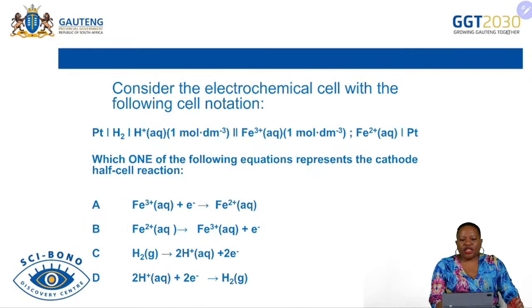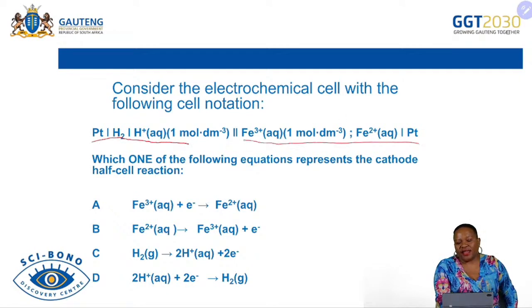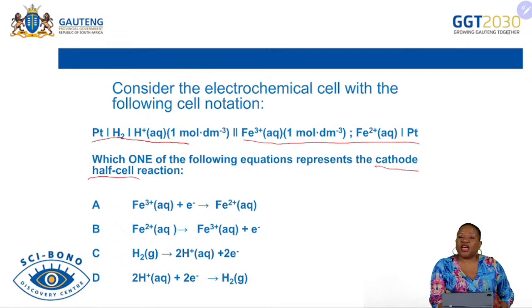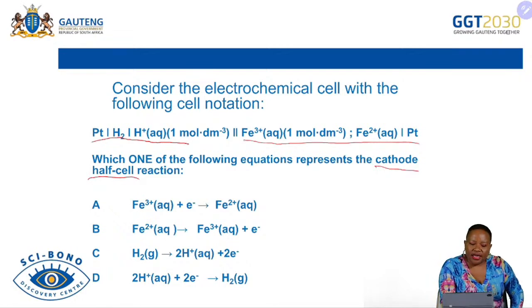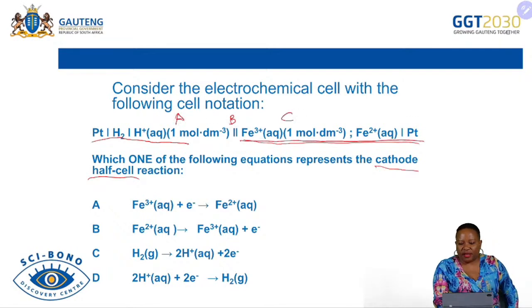Okay, now let's look at this following question. We have platinum, hydrogen, and then hydrogen plus. So this is the cell notation. I think it's the same as the one that we just did now. So the question says, which one of the following equations represents a cathode half cell? So the first thing you need to check is which side is the side where we are going to find our cathode. And I said we are going to use A, B, C. So the cathode half cell is represented by this side.